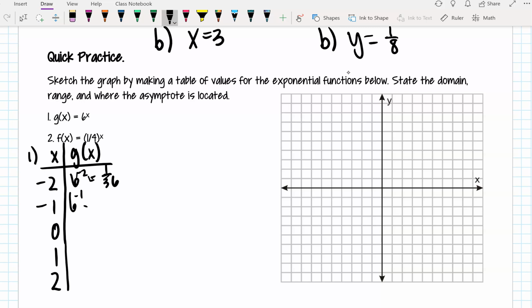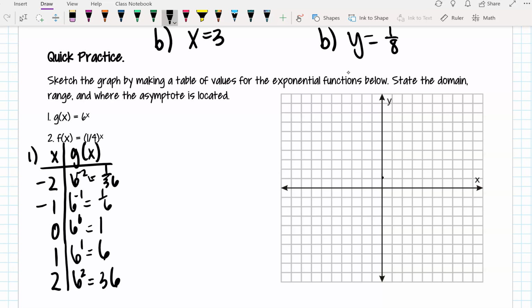6 to the -1, we get 1 over 6. 6 to the 0, we get 1. 6 to the first, we get 6. 6 to the second equals 36. So these are my inputs and outputs. Some of them I can graph, some of them I can't.